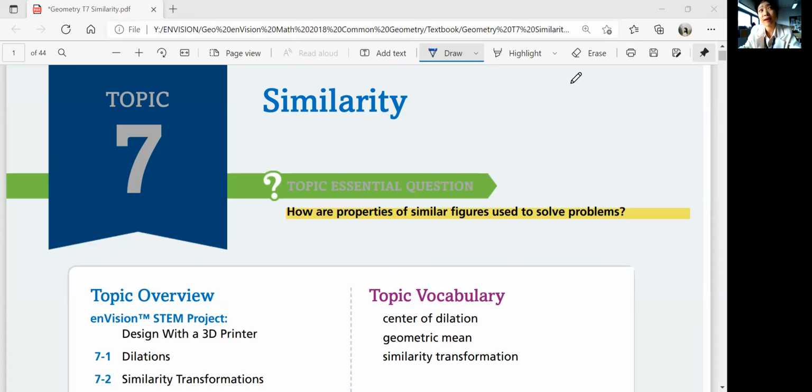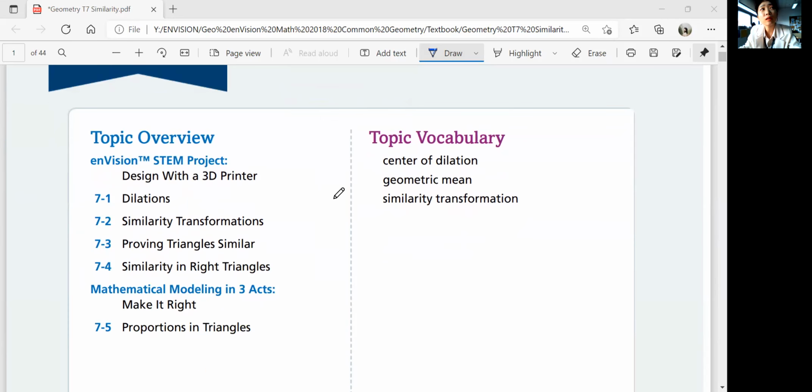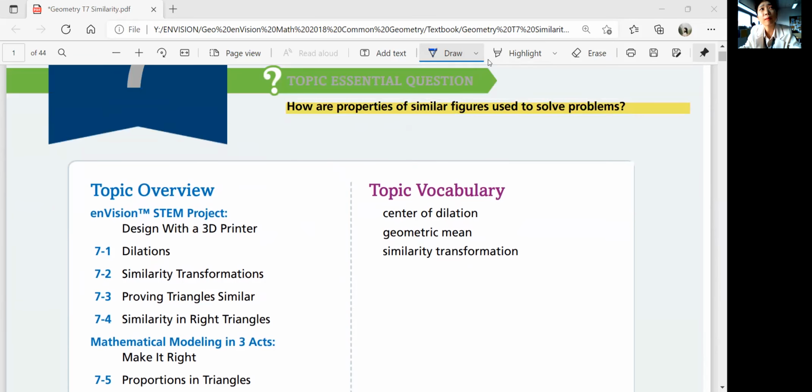Let's look at topic 7. Topic 7 is about similarity, and the topic essential question is: how are properties of similar figures used to solve problems? We have 5 lessons in this topic, and we're going to explore similarities in triangles overall. The important vocabulary for this topic: the center of dilation, geometric mean, similarity transformation.